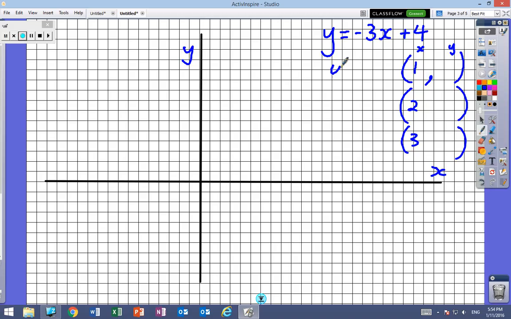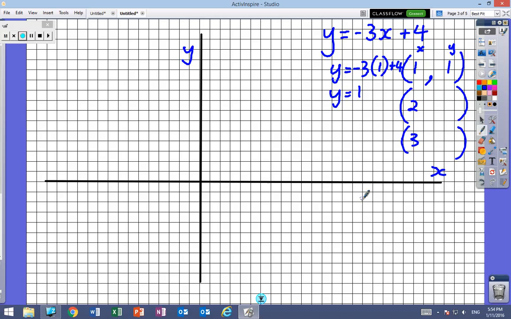I want y equals minus 3, my x value is the one I chose, 1, plus 4. And see this line here? I just chucked this bit into my calculator. Minus 3 times 1 plus 4 is 1. So when 1 went in, 1 came out. There's my first point. Now I've chosen 2 going in.